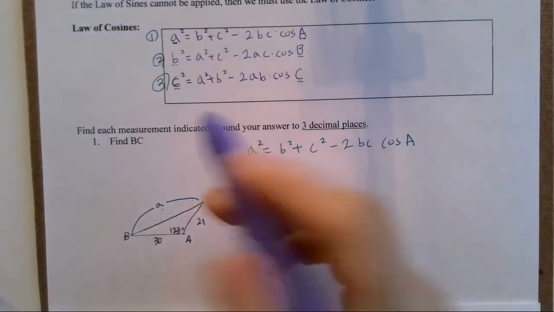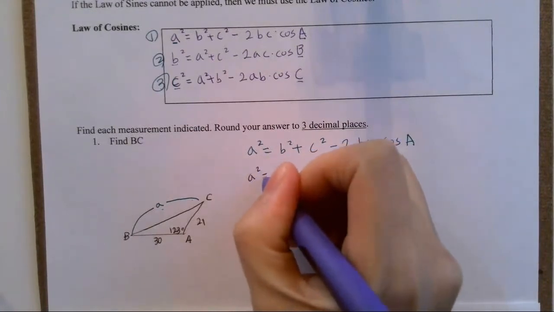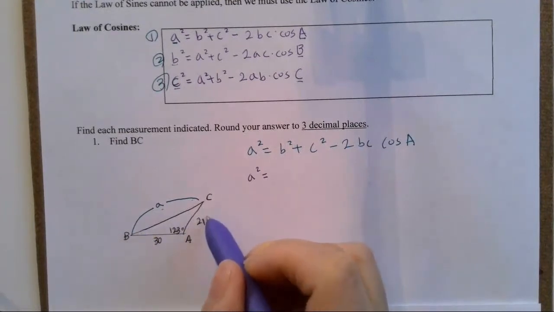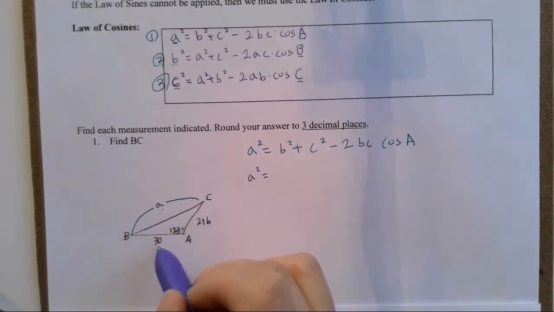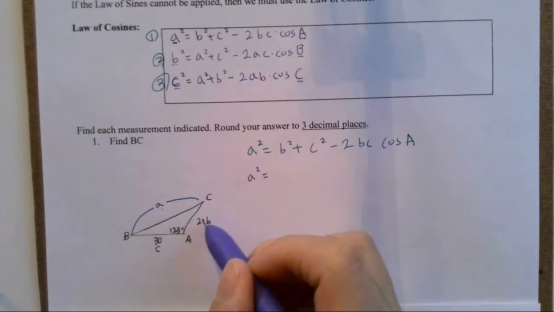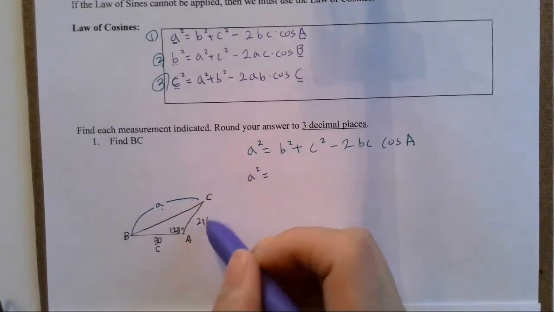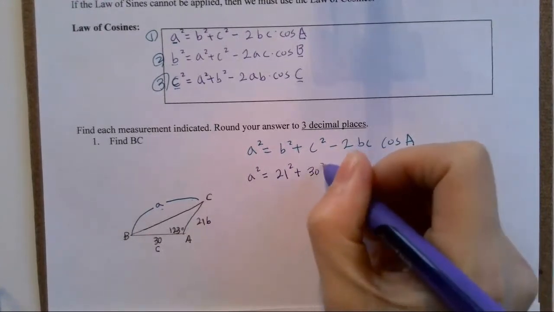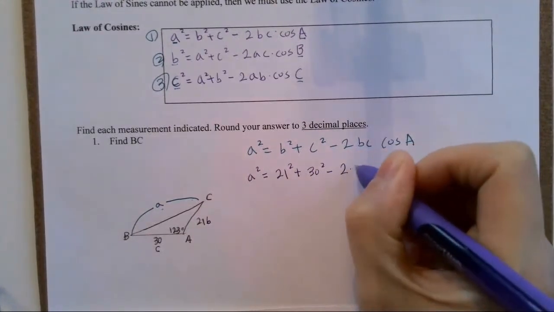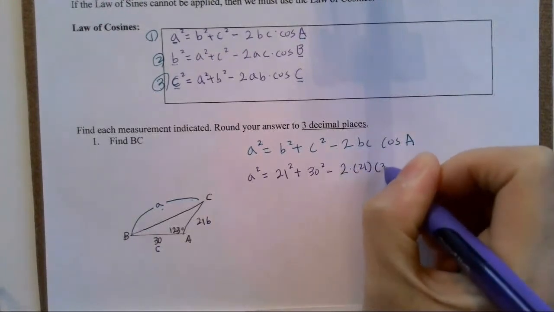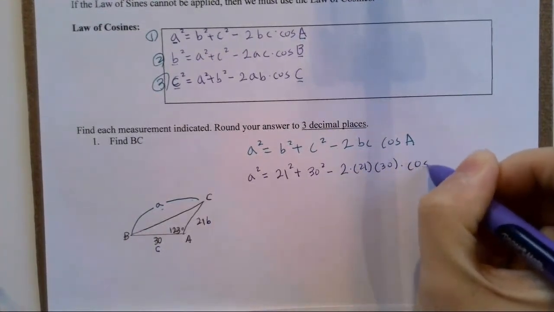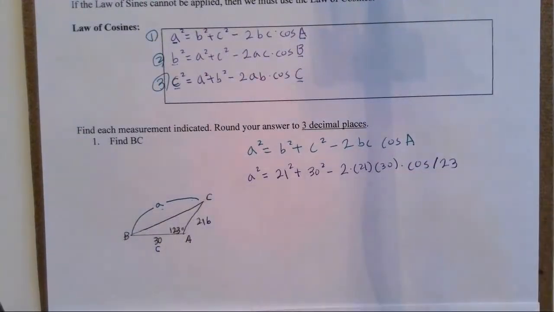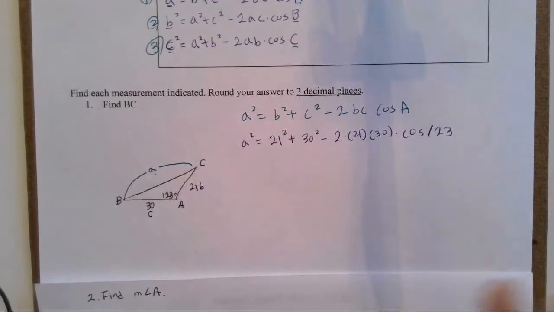Ready? Alright. Side a is what we're trying to find, equal to b squared. Side b is 21, and 30 is going to be side c, so that looks confusing. b is 21, so 21 squared plus c squared, 30 squared, minus 2 times b, 21, times c, 30, times cosine of angle measure of A, which is going to be 123 degrees. Okay, all I did was plug in my values.